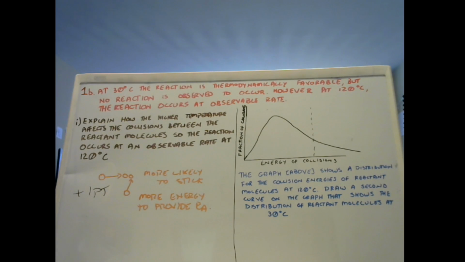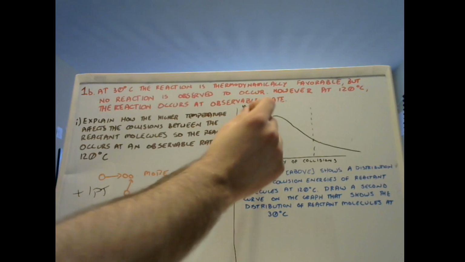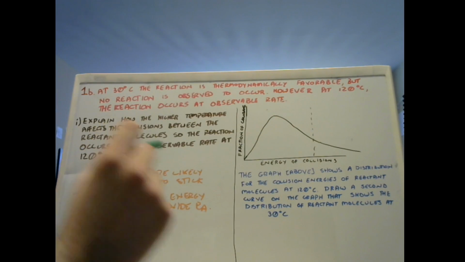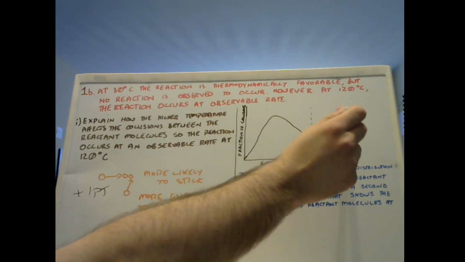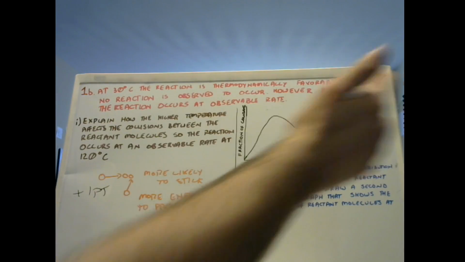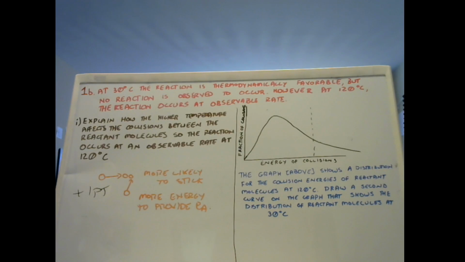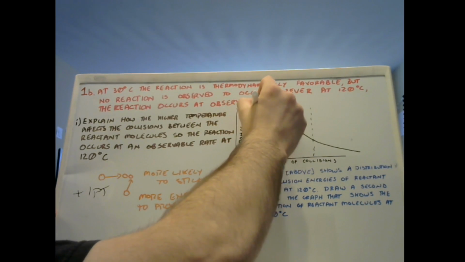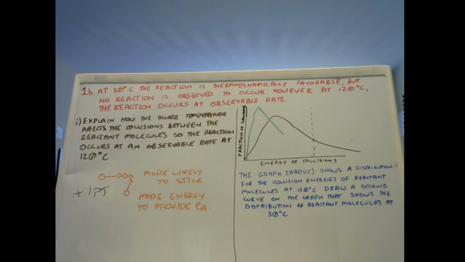Part 2 says the graph above shows the distribution for the collision energies of reactant molecules at 120 degrees Celsius. Draw a second curve on the graph that shows the distribution of reactant molecules at 30 degrees Celsius. So, 2 things to keep in mind here. First, because it's at a lower temperature, the peak should be up and to the left. Remember, as your temperature goes up, your peaks move down and to the right, as your average energy increases, but the peaks tend to flatten out as there's a wider range of molecules. So, we know for a fact that our peak should be up and to the left. So something like so. And then secondly, we have fewer collisions, fewer reactions going on.